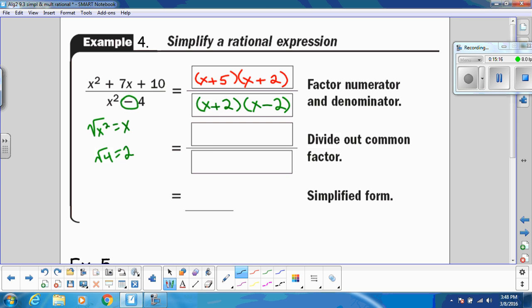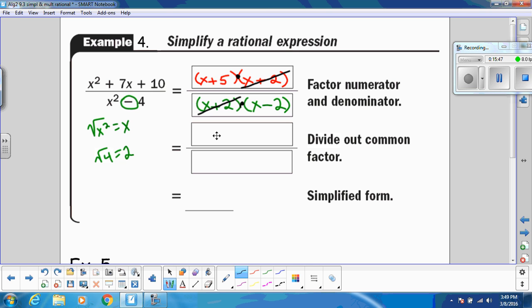All right, so now that we have factored that, then we look for anything that we can factor out or cancel out. So do we have anything that's multiplied? Yes. These two things are multiplied, aren't they? And these two things are multiplied. That's what those parentheses mean. Is there anything that's the same? The whole parentheses that's the same? Yeah. The x plus 2's are exactly the same, aren't they? So I'm going to be able to cancel those out.